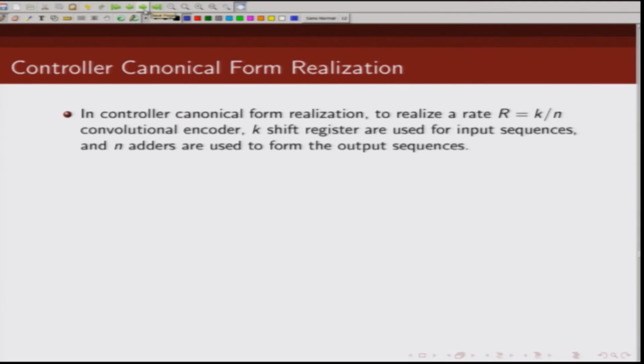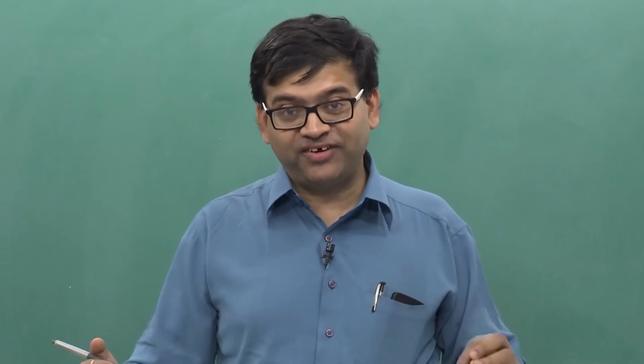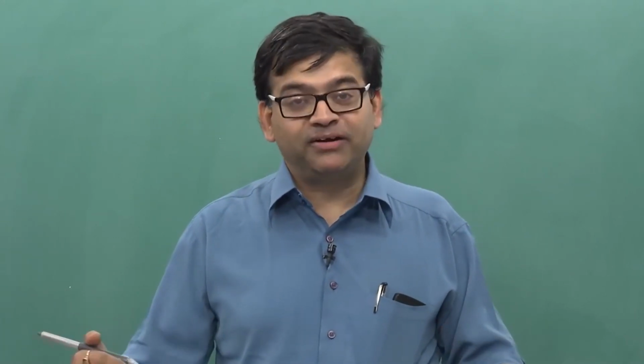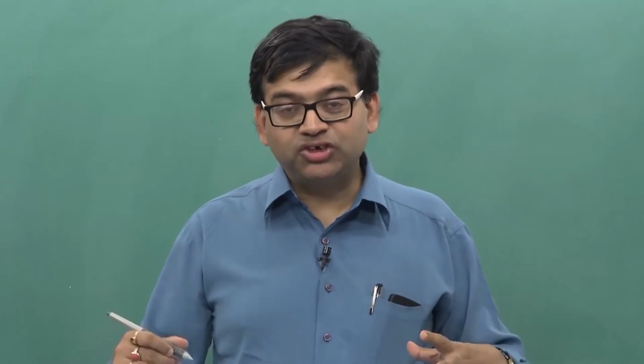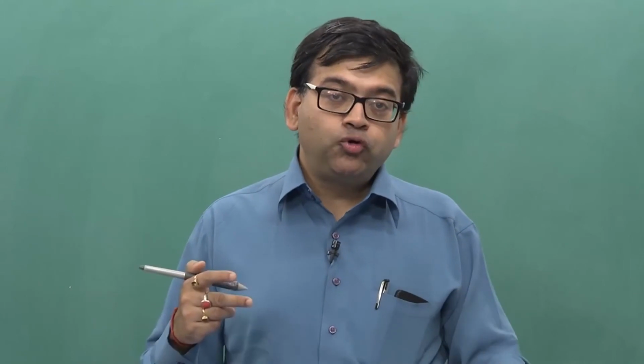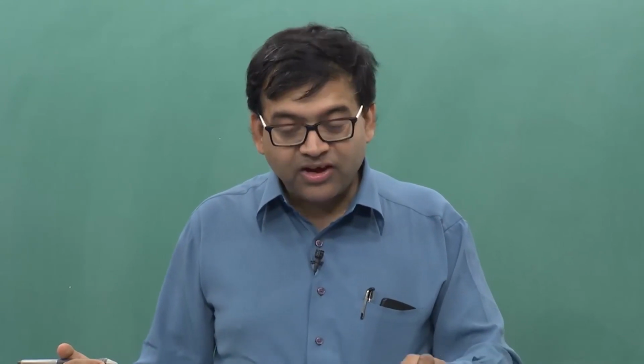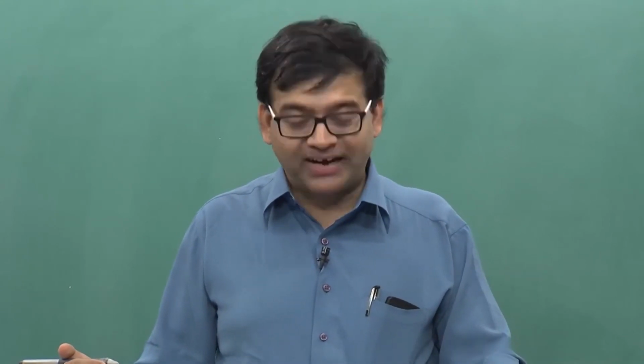Next, I am going to come to the topic of realization of a convolutional encoder. How can we represent a convolutional encoder using shift registers? Given a generator matrix, how can you implement a convolutional encoder? In this, we are going to talk about 2 types of realization. The first one that we are going to discuss now is known as the controller canonical form realization.